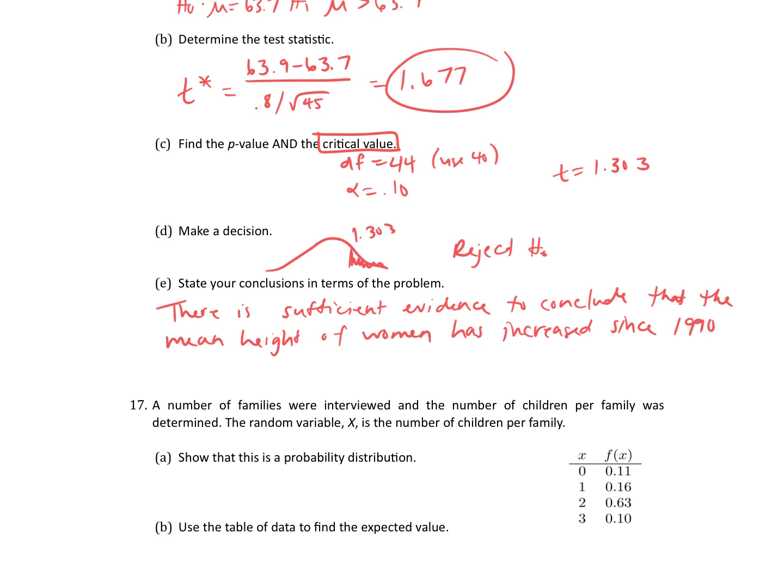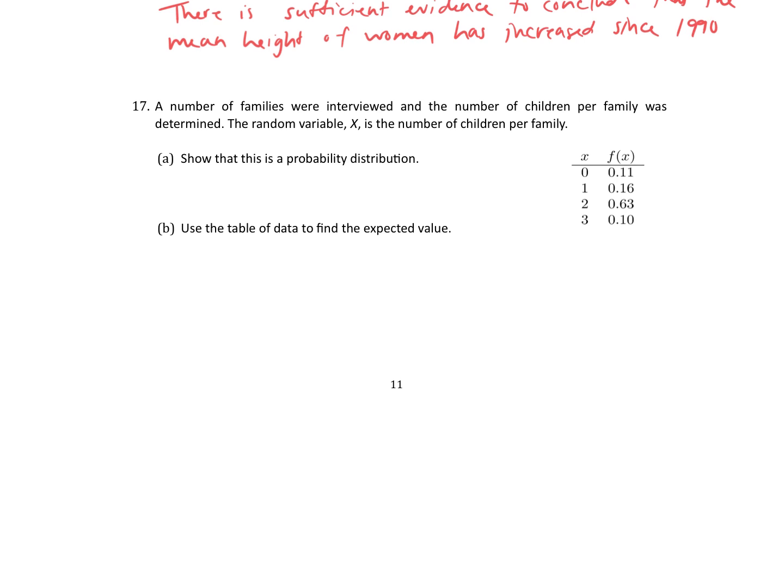All right. The number of families were interviewed and the number of children per family was determined. The random variable x is the number of children per family. Show that this is a probability distribution. So this is from a while ago. Who remembers what the main definition of a probability distribution is? It must add up to 1.